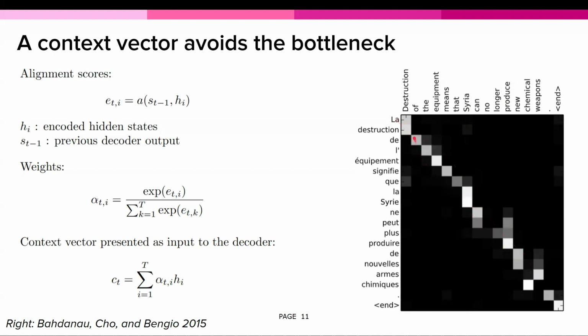But that's the idea. So the context vector for destruction would be composed of a weighted sum of each of these, and destruction would be weighted most strongly, whereas everything else would be weighted close to 0. And so the context vector for destruction would be pretty close to the encoder's hidden state for destruction in that case.